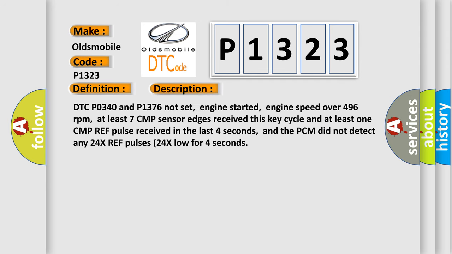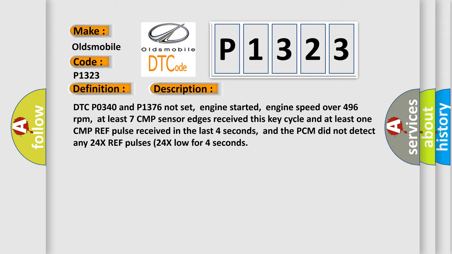DTC P0340 and P1376 not set, engine started, engine speed over 496 revolutions per minute, at least 7 CMP sensor edges received this key cycle and at least 1 CMP REF pulse received in the last 4 seconds, and the PCM did not detect any 24X REF pulses for 4 seconds.